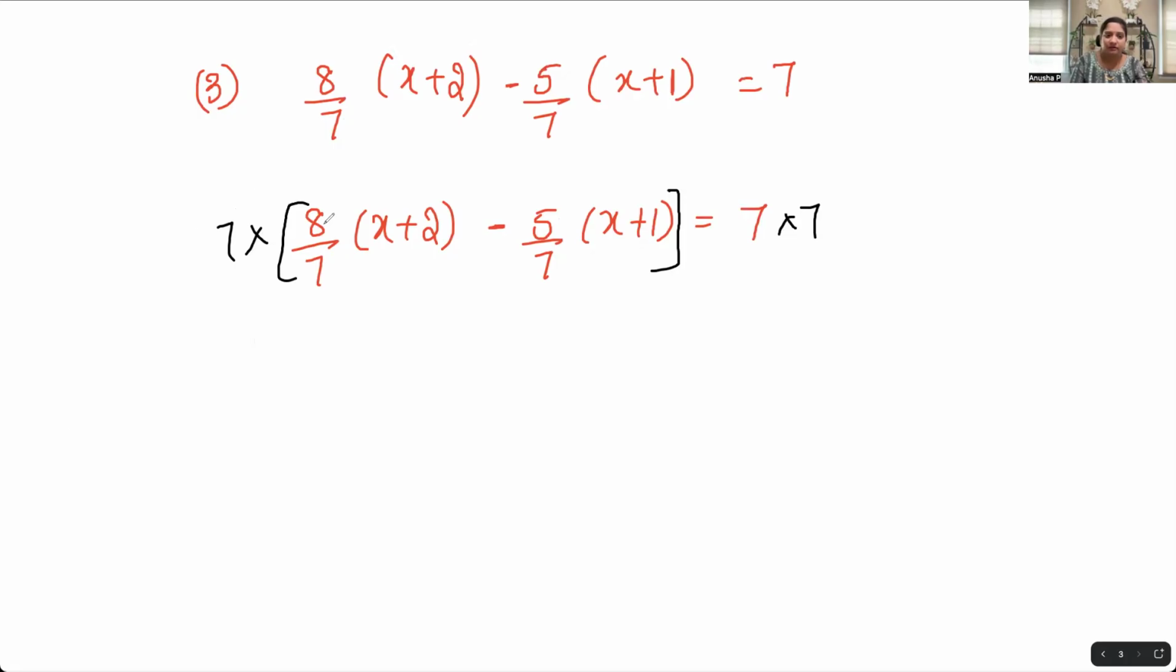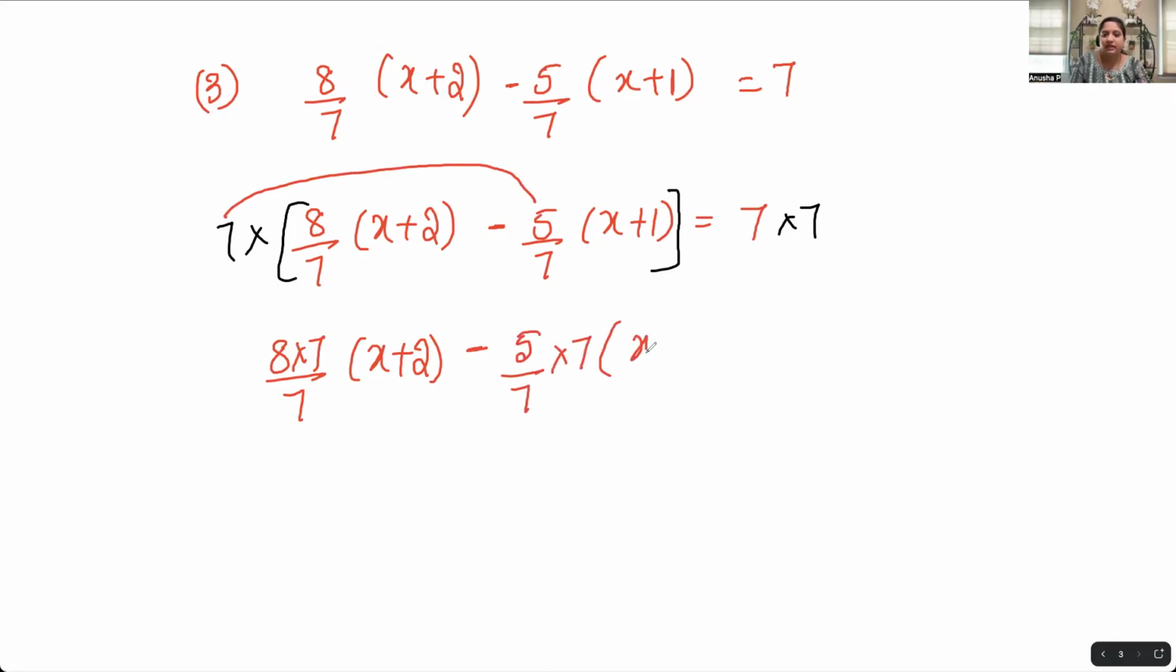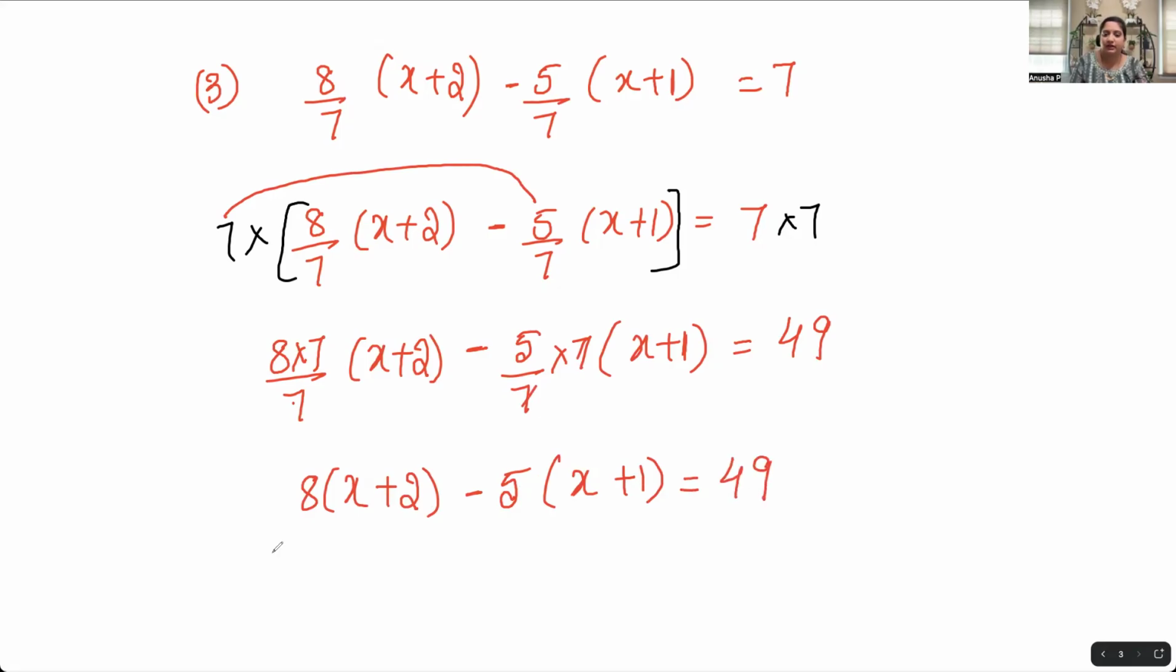When you multiply the first term, 8 times 7 over 7 into x plus 2. This is one whole term. Again, 7 also should be multiplied by the 5 by 7 times x plus 1 equal to 49. 7 divided by 7 is 1, so the 7s will get cancelled. 8 into x plus 2 minus, here also 7 and 7 will get cancelled, 5 into x plus 1 equal to 49.